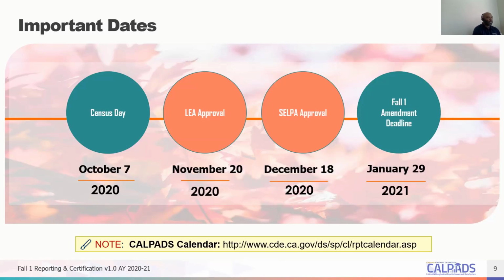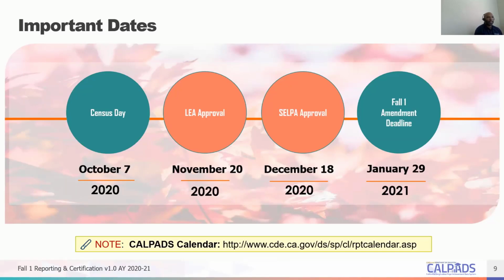The LEA approval date, and so this is a new date for me, right? I didn't see it on the CalPADS calendar, but under the communications page, there's a letter to superintendents called the Back to School letter. And the CDE is recommending that LEAs approve their Fall 1 certification by November 20th. The reason why they're providing this guidance is they would like SELPAs to have time to approve the data by December 18th. And what we saw with End of Year 4 was if you approve your revision the week of the deadline, you're not giving your SELPA enough time to do any kind of review of the reports and approving of the data.